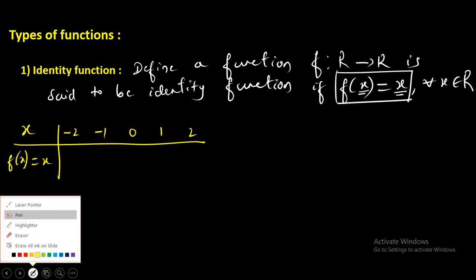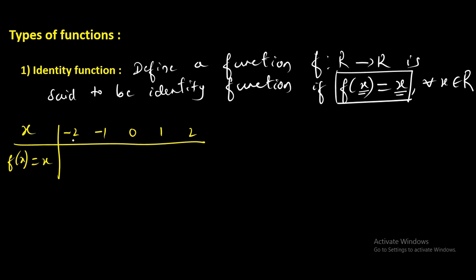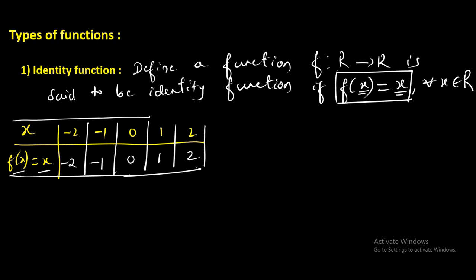Now what will be the corresponding f of x value? Identity function, f of x is equal to x. If I take -2, the same -2 I get. If I take -1, the same -1; 0, 0; even 0.5, the same 0.5 you get. It doesn't mean that I am taking only 0, 1, 2, -1, -2. It means that I am taking all the real numbers, but I am writing a few numbers here. So identity function f of 2 will be 2 itself. So this table helps to draw the graph.